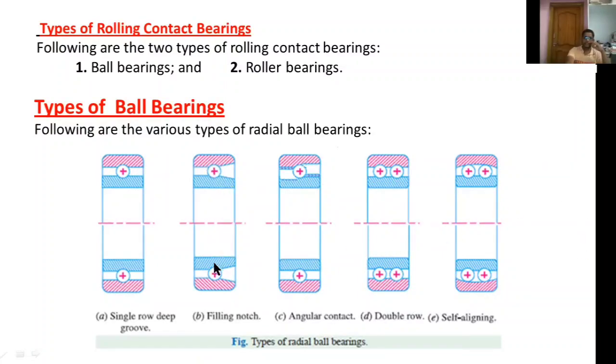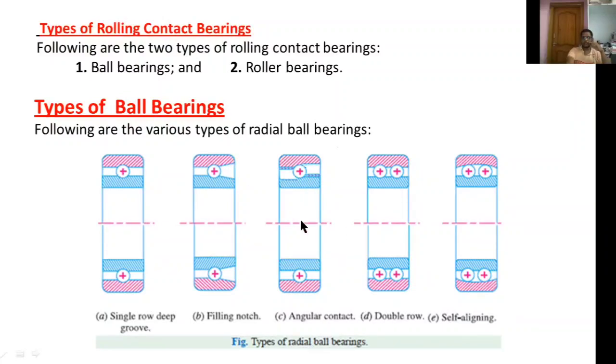Now this one is a filling notch ball bearing. Here in the design you can observe that we are providing an extra filling notch, for providing more lubricant or a greater number of balls. In a deep groove ball bearing there is no extra notch, but here we are providing an extra filling notch to provide extra lubrication.